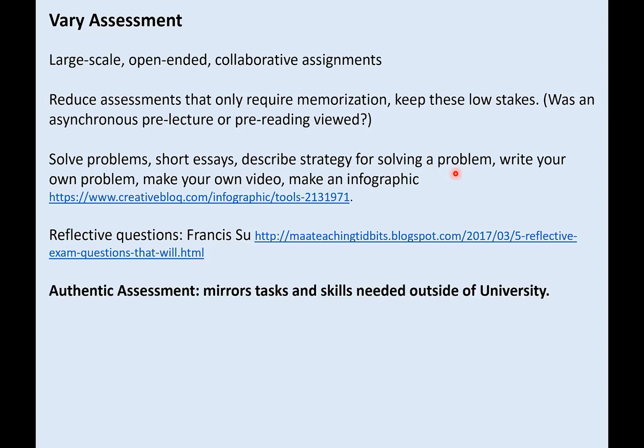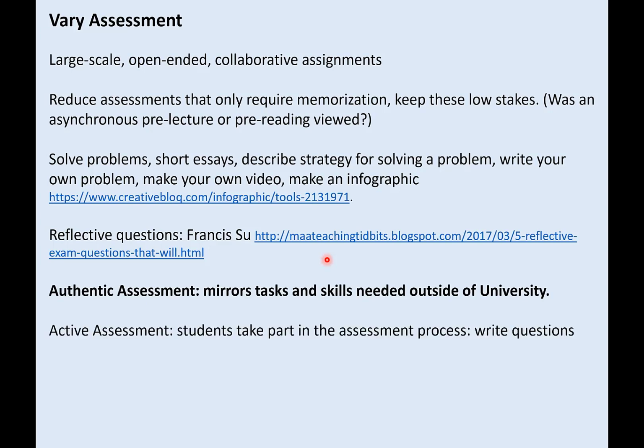And again, if you look at a lot of the information the Center for Teaching and Learning is coming up with in many of their webinars, they talk about different types of assessment. And one of the most important is something called authentic assessment, right here. This is going to mirror the tasks and skills that are needed outside of the university. So, the kind of list that we put together in the chat.